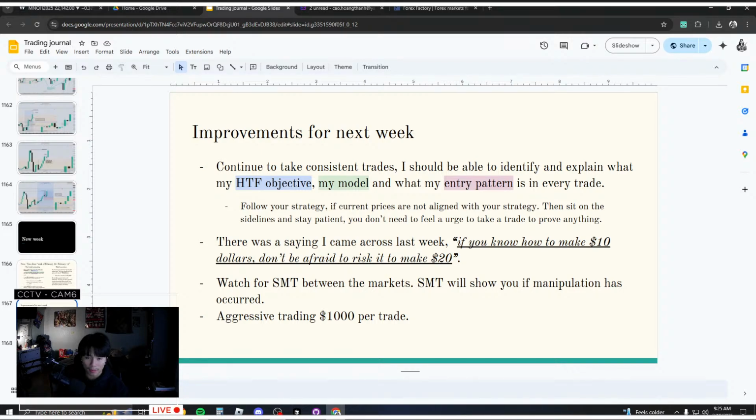Third, watch for SMT. SMT is almost like a price action indicator that shows you where manipulation has occurred between the markets, whether that be with NQ, ES, YM. SMT allows you to understand where manipulation has occurred.